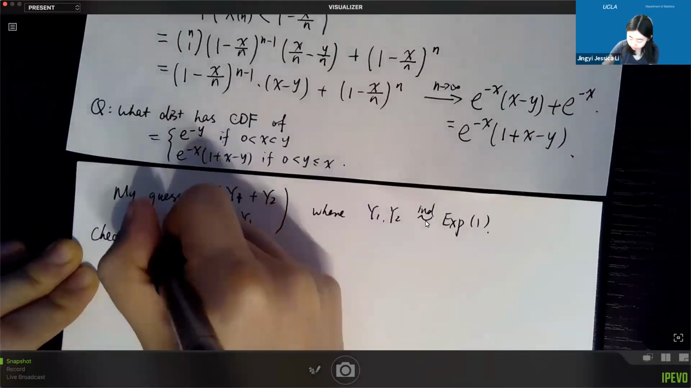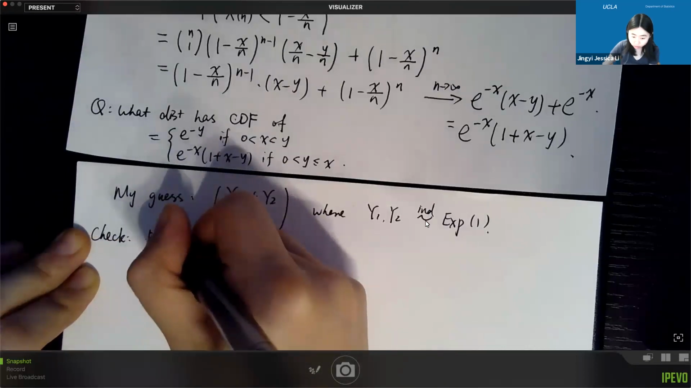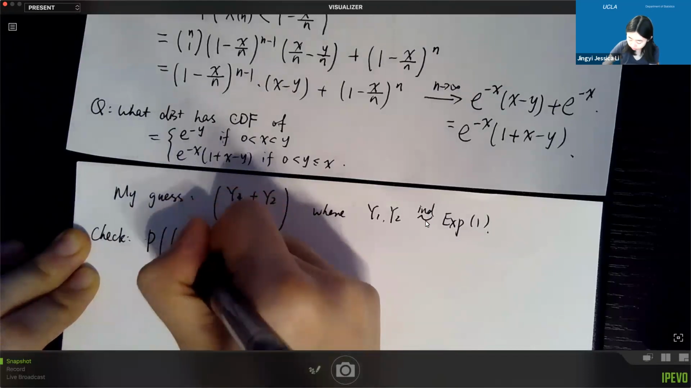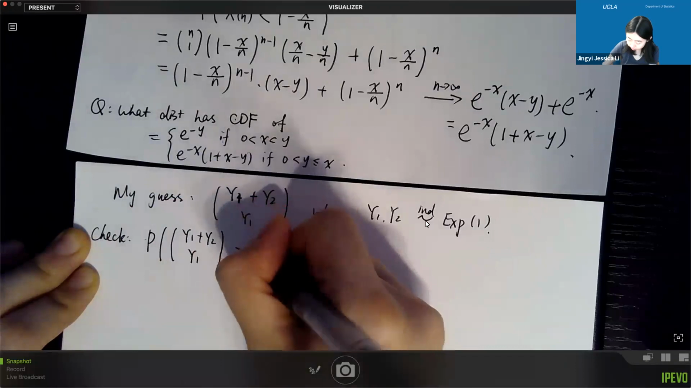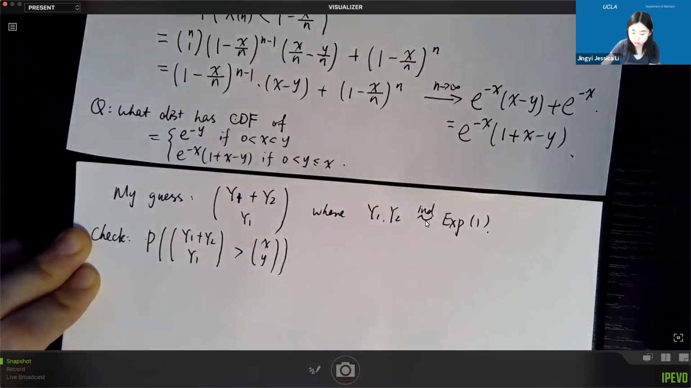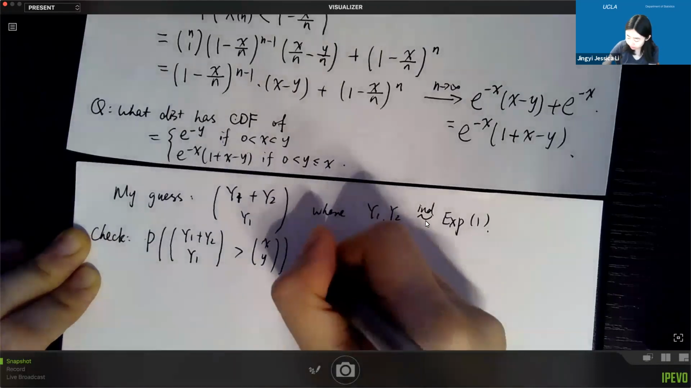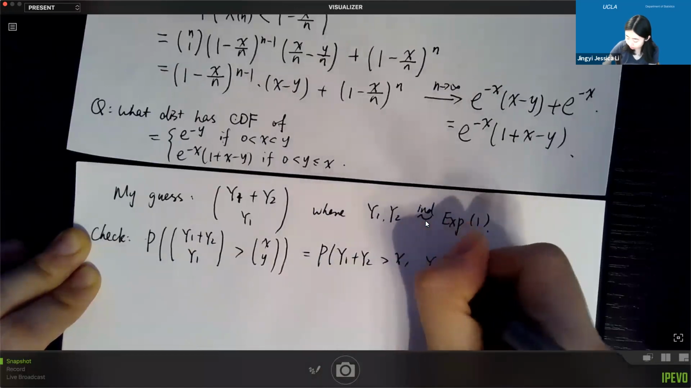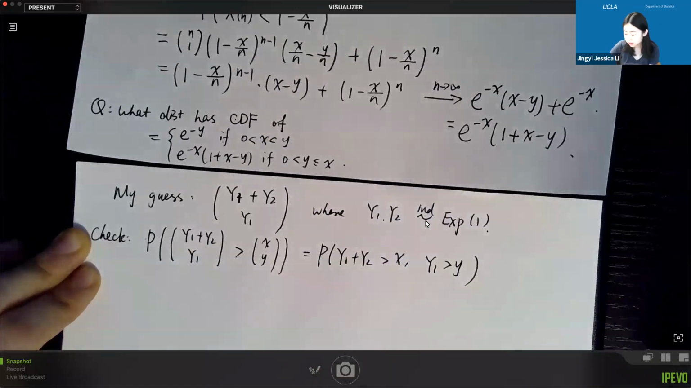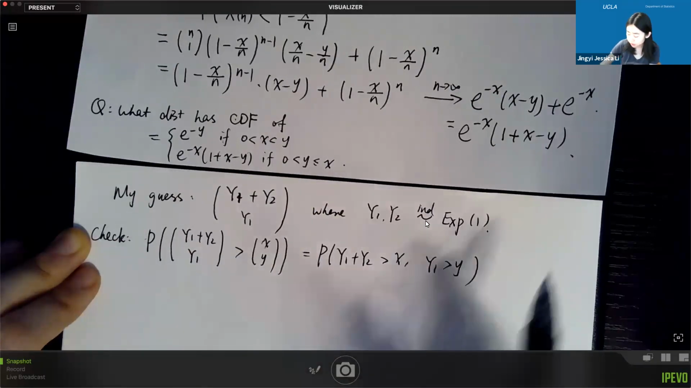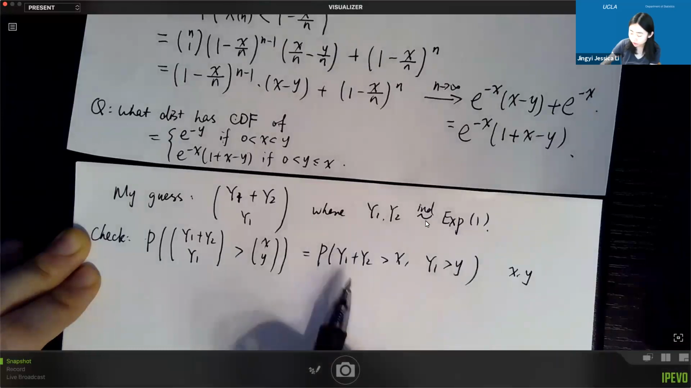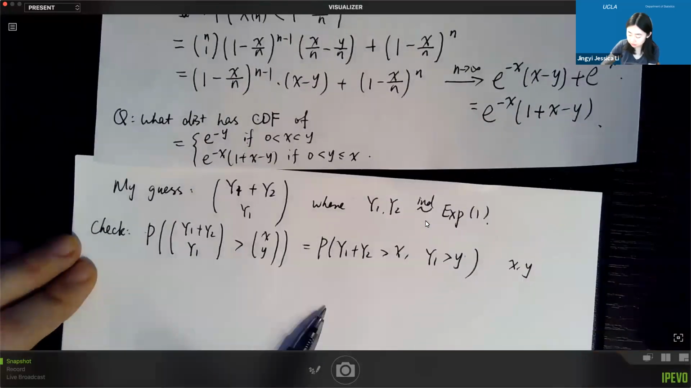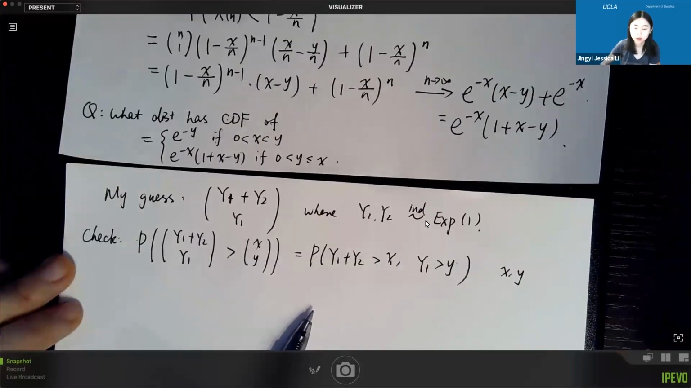The probability that y1 plus y2 is greater than x and y1 is greater than y. Again, we can write it as y1 plus y2 greater than x and y1 greater than y, because here x and y must both be positive. We know that since y1 and y2 are exponential 1, they are positive. So again, we face the discussion about the relative order between x and y.